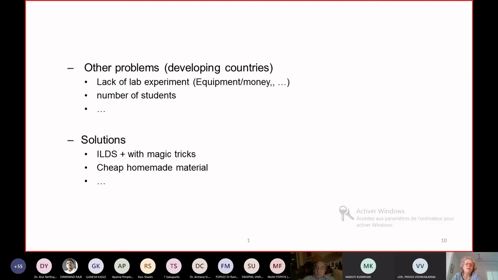And another very important thing is that in these active learning UNESCO ILOP workshops, we use very basic, very cheap material. I will not say everything, but almost all the material used in those workshops is homemade, and anybody can do it, can duplicate it at home.